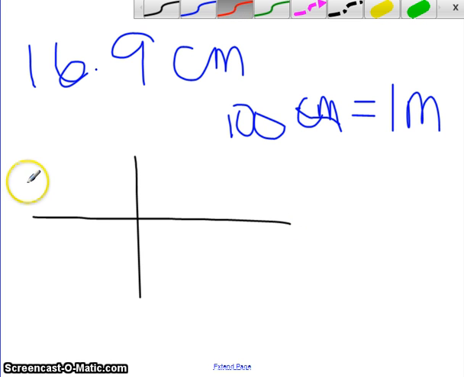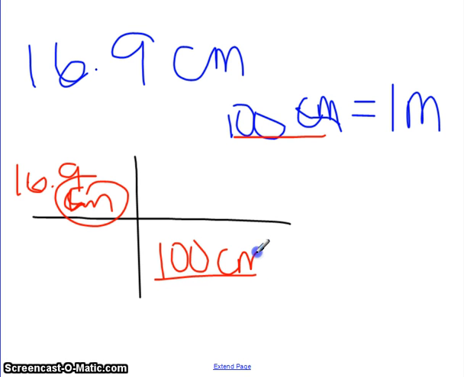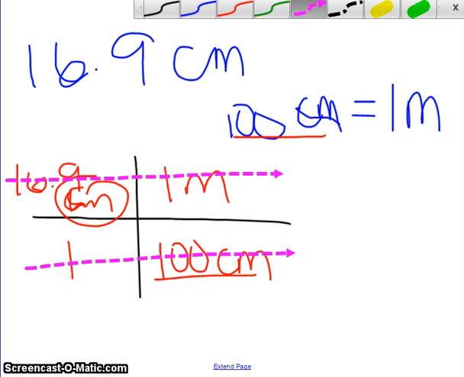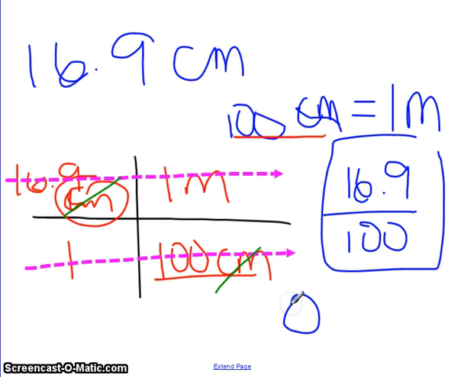When you set up your T-chart, always start with your given, which in this case was 16.9 centimeters. Since I have centimeters here, I have to have centimeters here. For my conversion factor, I have 100 centimeters, that's equal to 1 meter. And again, I just throw the 1 there, so I don't have a blank spot. Multiply across, multiply across. Centimeters cancel out. 16.9 times 1 is 16.9. 1 times 100 is 100. Okay. Now this part, 16.9 divided by 100, gives us 0.169, and my unit is now meters.